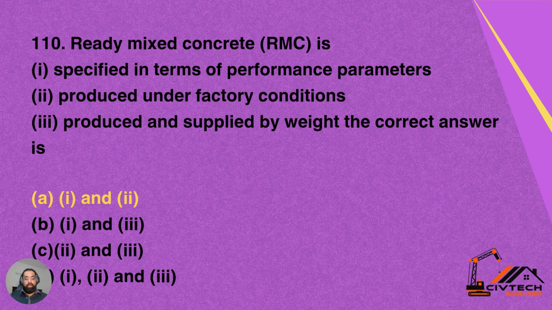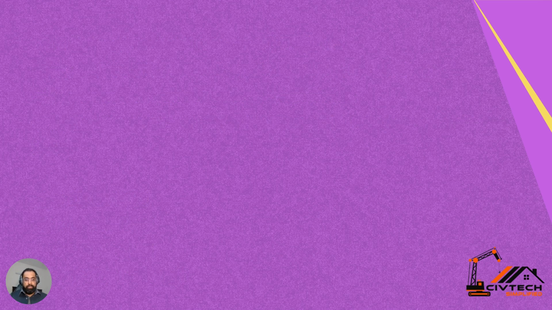Then we have question number 110. Ready mix concrete, RMC, is number one, specified in terms of performance parameters. Number two, produced under factory conditions. Number three, produced and supplied by weight. The correct answers are: option A is 1 and 2. Option B is 1 and 3. Option C is 2 and 3. And option D is 1, 2 and 3. So option A, which is 1 and 2, is the correct answer. Ready mix concrete is specified in terms of performance parameters and it is produced under factory conditions.